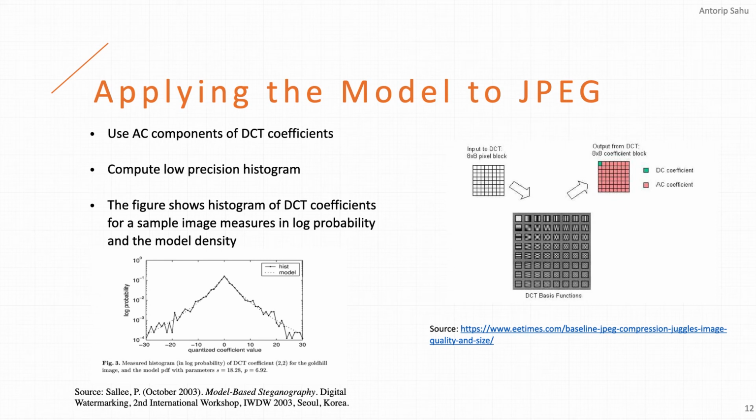The figure to the right shows the DCT basis functions and also shows the DC coefficient and the AC coefficients. The figure to the left shows the histogram of DCT coefficients for a sample image measured in log probability and the model density after being fit to the histogram using maximum likelihood.